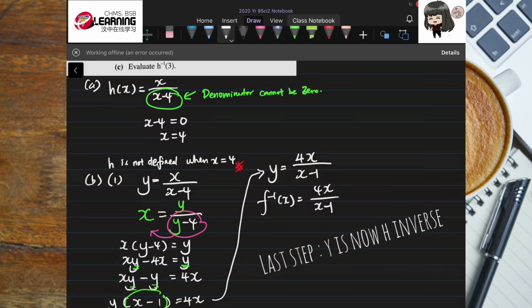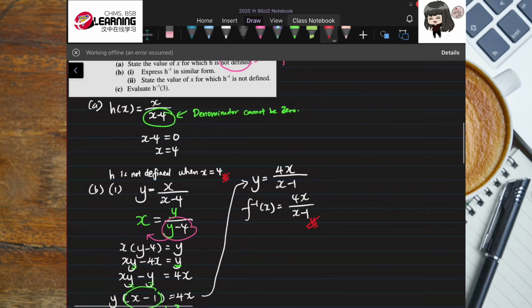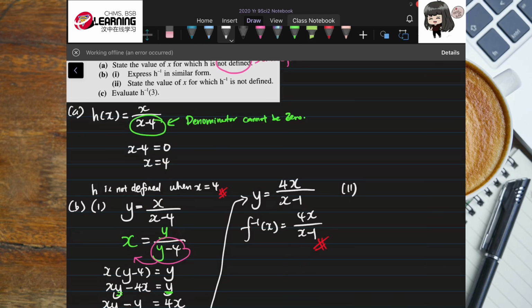Change the y into f inverse. Okay, this is your expression for your f inverse. Done. Part 2: State the value of x for which h inverse is not defined.